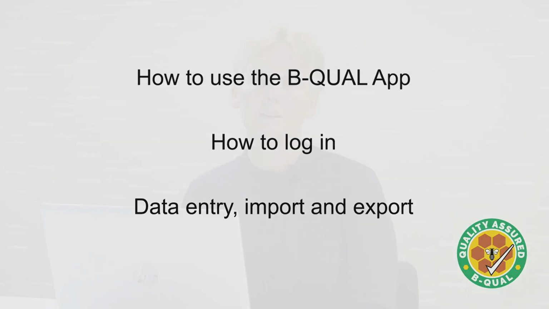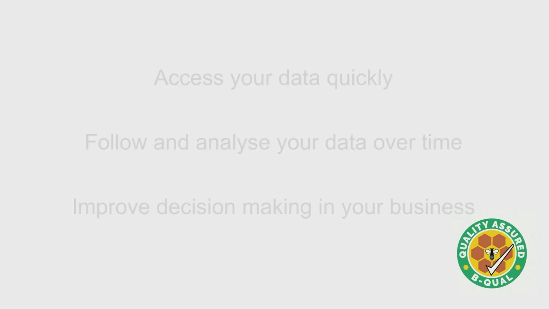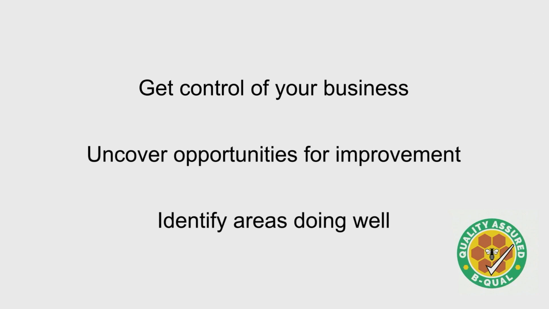The B-QUAL app is designed to overcome the issues from using paper-based records. These include the ability to access your data quickly, the ability to follow and analyze your data as it goes across time, and to help you in your decision making for your business. Hopefully, this app will allow you to get control of your business and to find out areas that need improvement and to find out where you're doing well.